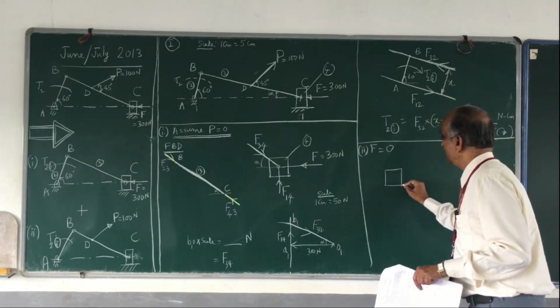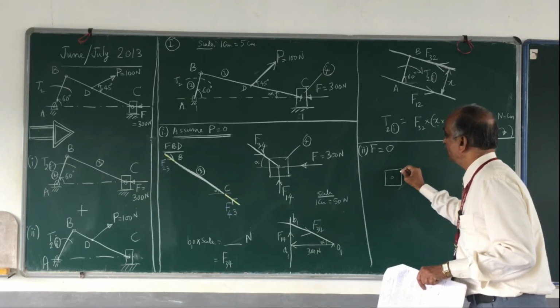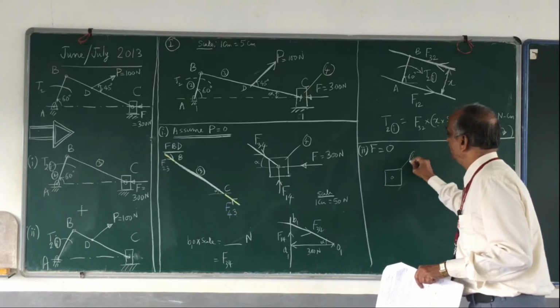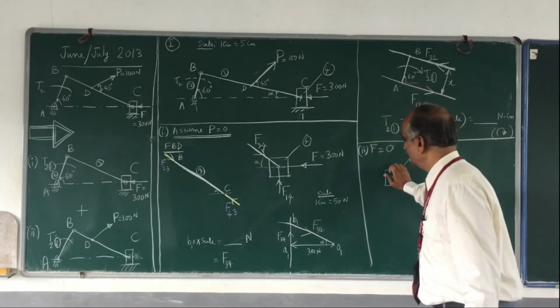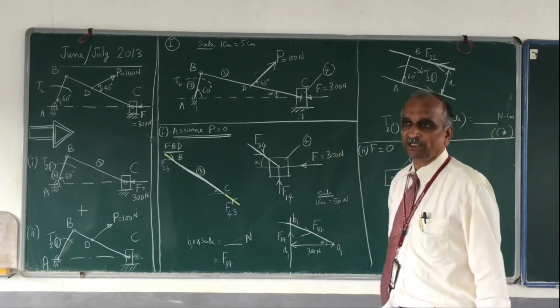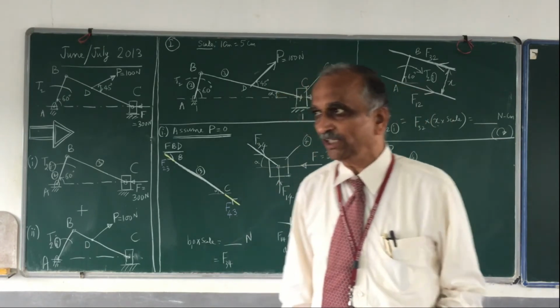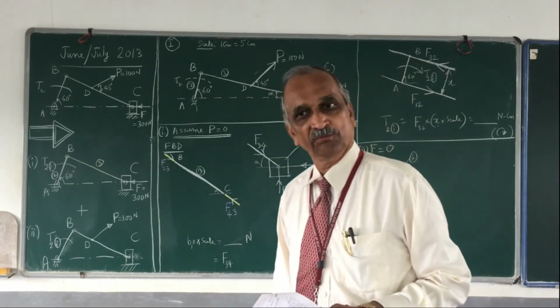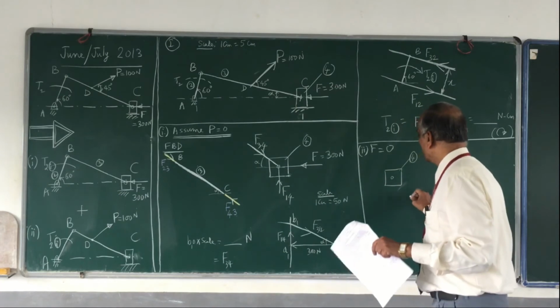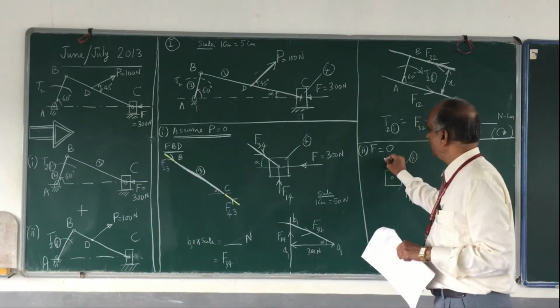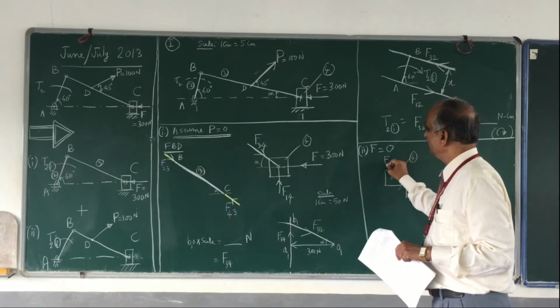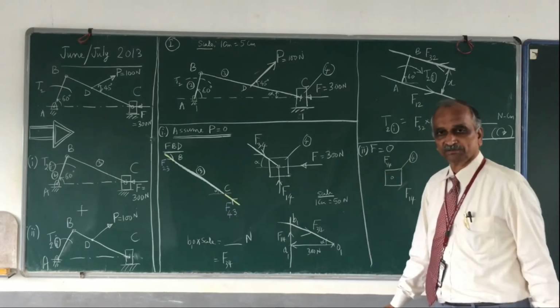So the free body diagram of link number 4 I shall start with. Link number 4. So what are the two forces? This link number 4 has been isolated from link number 3 and link number 1. So I have what is called as F14 and I have what is called as F34. These are the two forces.